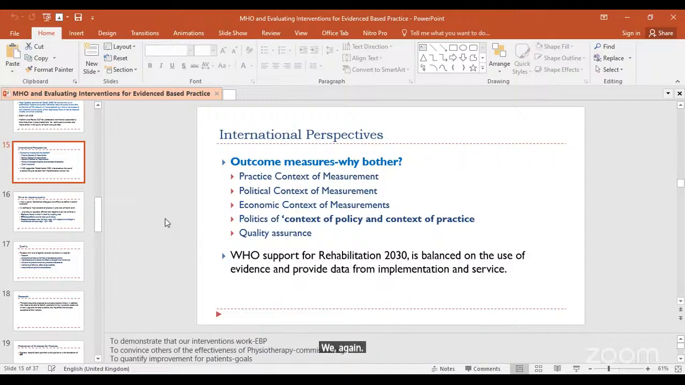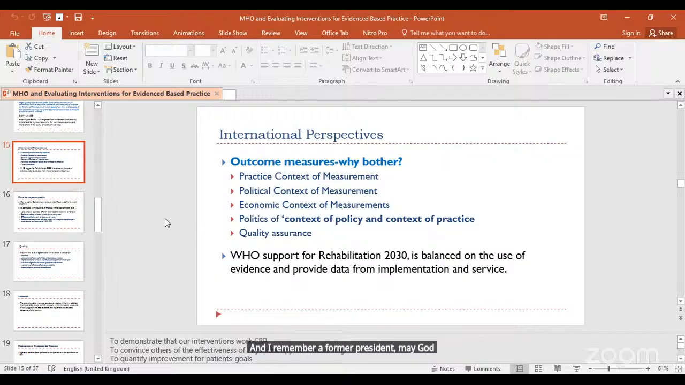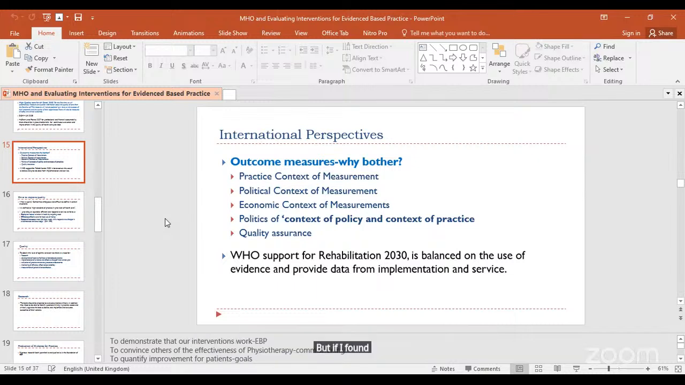Again, we do a lot in Nigeria. I was in a place where they are talking about poor people and wealthy people, and they are saying we are lazy. And I remember former president, may God rest his soul in perfect peace, Muhammad Buhari, when he said Nigerians are lazy, a lot of people condemned him. But the reality is that there are a lot of people who work in government service. You will see them moving around, you will see them talking, but the file on their table is not moving.